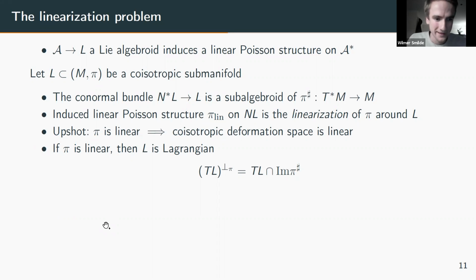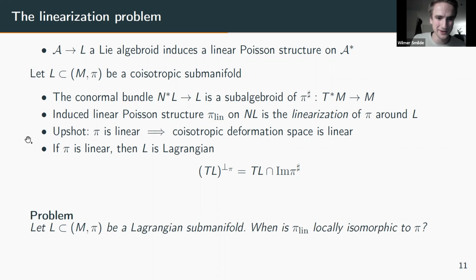All right. Well, we were on the verge of introducing the linearization problem. So recall that around any coisotropic submanifold, we had an induced linear Poisson structure on the normal bundle. And now we can ask, if we start with a Lagrangian submanifold, when is this linearization locally isomorphic to the Poisson structure we began with?